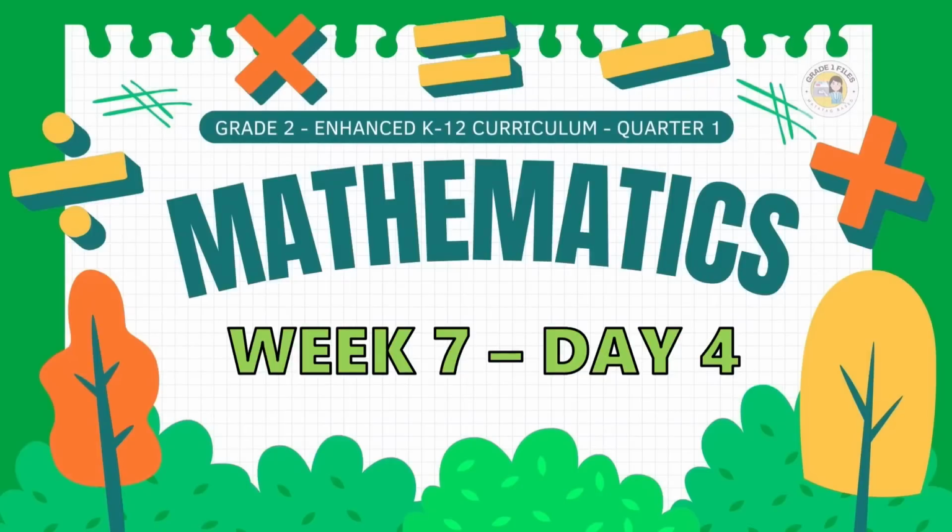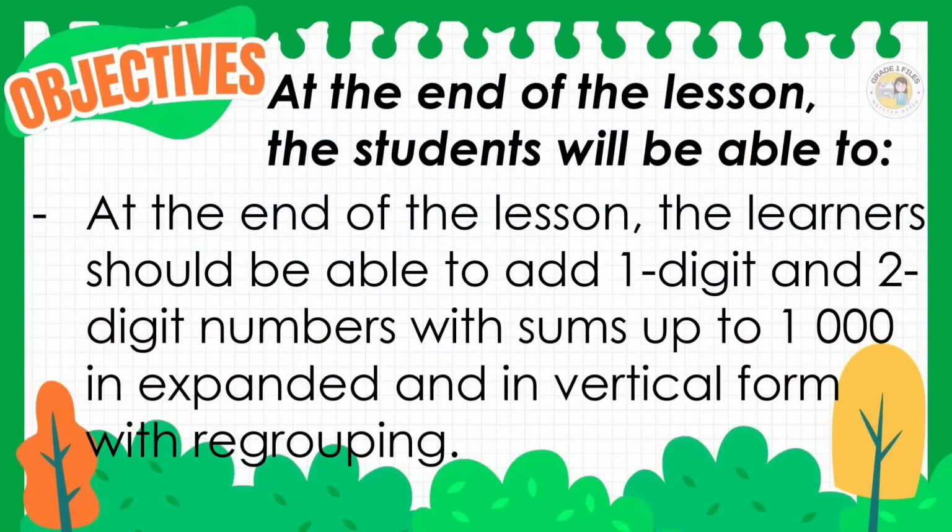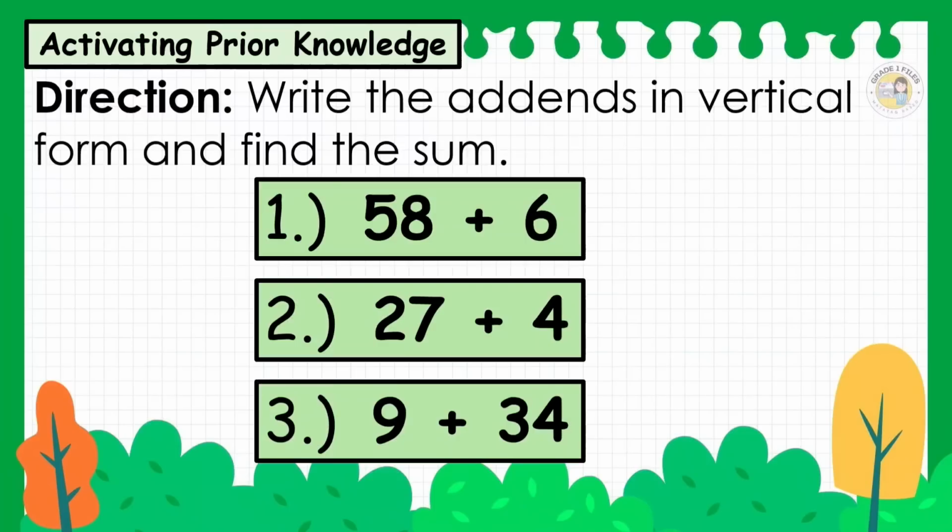Day 4. At the end of the lesson, the learner should be able to add 1-digit and 2-digit numbers with sum up to 1,000 in expanded and in vertical form with regrouping. Now, write the addends in vertical form and find the sum.